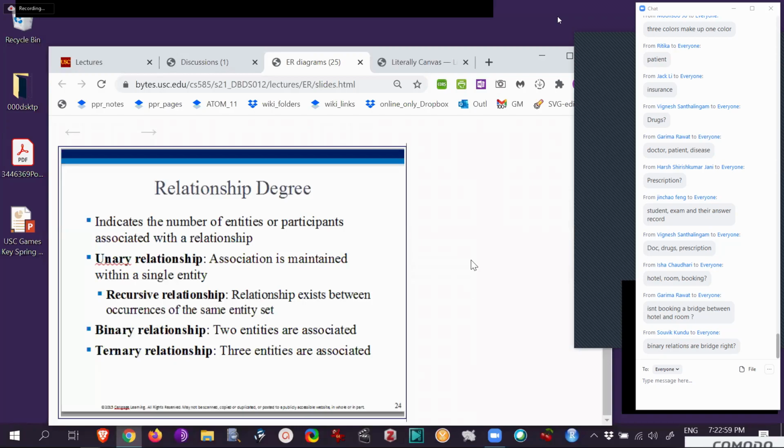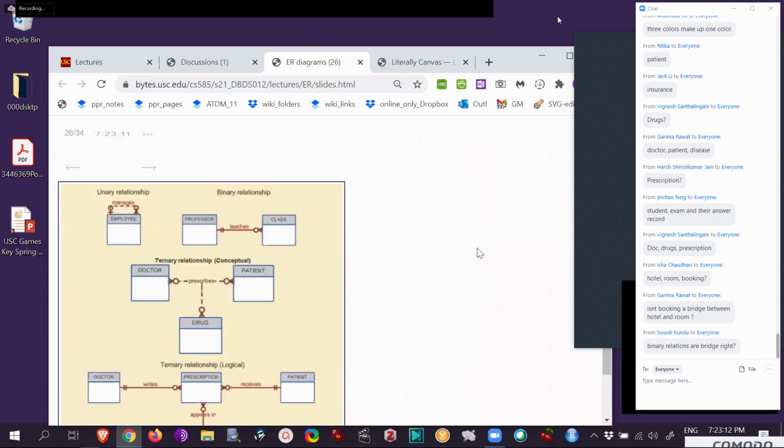So I can give you any domain. I can give you airport. I can give you hospital. I can give you supermarket. I can give you restaurant, university. You will find me a ternary or a binary, quaternary, unary relationship. They all exist everywhere. You just have to look for them.